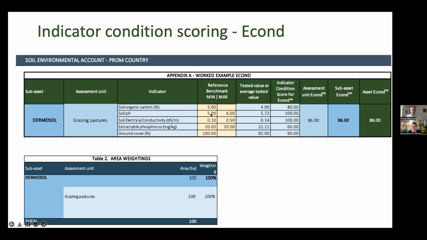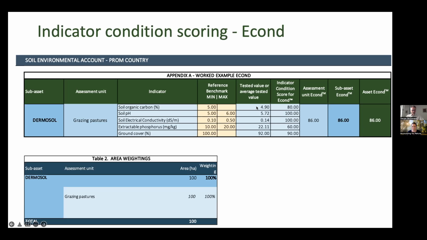Soil pH, and again, this is our estimate, ranged between 5 and 6 on dermosols in this area. Electrical conductivity is between 0.1 and 0.5. 0.5 is really on the high end, and we would not expect to see that, but we're making some allowance here for exceptional areas. Extractable phosphorus between 10 and 20 parts per million, and ground cover we would expect to be 100% in an undisturbed state.